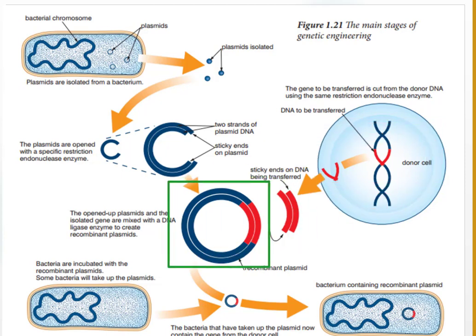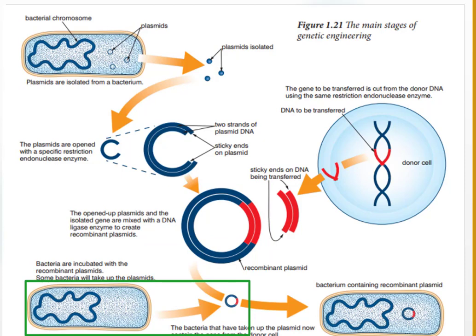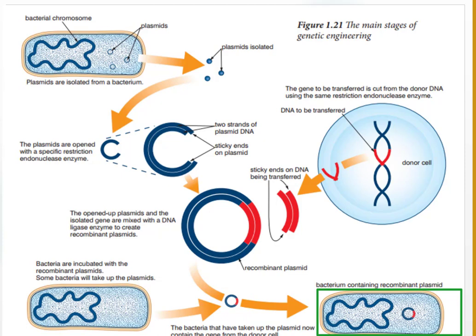Fourth, the opened plasmids and gene of interest should be ligated or tied by using ligase enzyme, and hence this combination forms recombinant plasmids. Fifth, both recombinant plasmids and bacteria should be incubated in the laboratory on a petri dish. In this way, bacteria will take up the recombinant plasmids. Then we should culture these bacteria and let them reproduce in the laboratory until the mass or number becomes high.